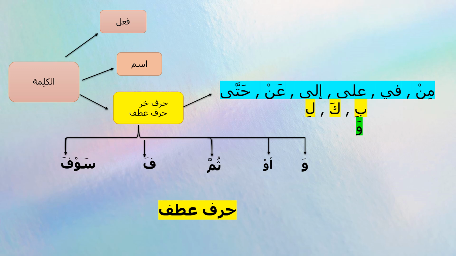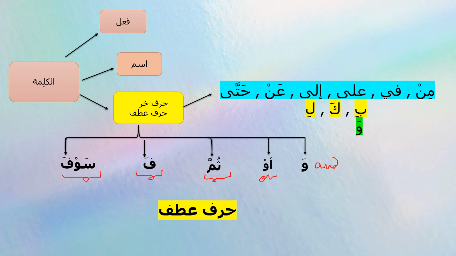Now harf jar and harf atf, they all fall under the third division, that is the harf. Either it may be a jar or it may be an atf. Atf, as you can see here: waw, aw, thumma, fa and sawfa. So all these we have done. The three of them, thumma, fa, and then, have the same meaning. We know that the literal translation can be "then" in English, but they represent different meanings in different situations. And wa means and, aw means or.